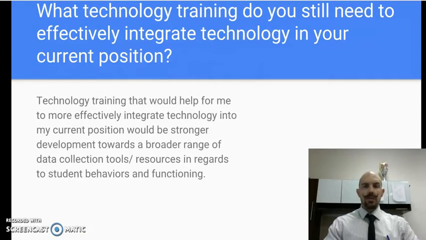Technology training for myself, that might help me be more effective. Overall, it would really be helpful for me in my current position to develop a broader range of data collection tools or resources in regards to student behavior and functioning. That's my role right now as a dean of students, is to monitor, track, understand, and resolve student behaviors. And so a greater ability for me to do that with resources would be helpful. Right now I have to create a lot of my own.